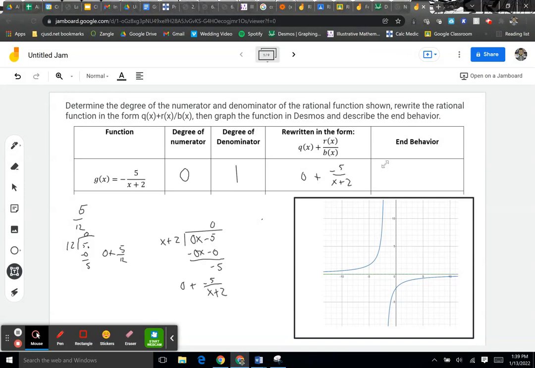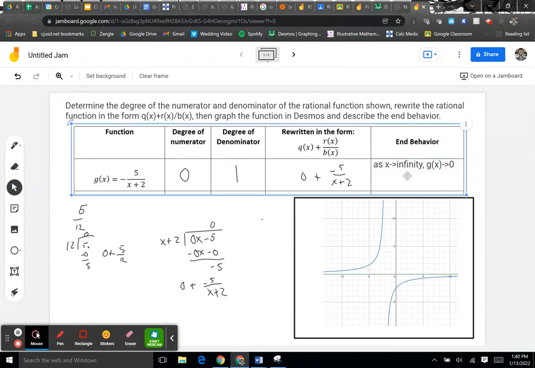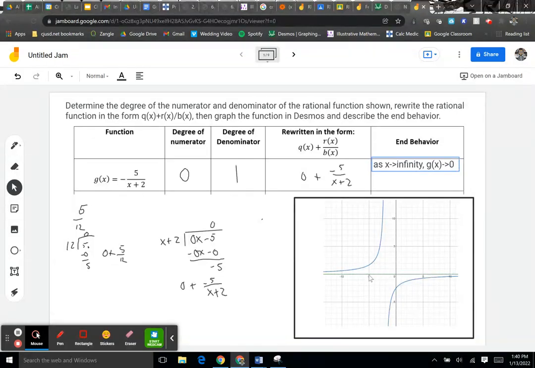So I can write a statement. As x goes towards infinity, the function, which is called g of x in this case, goes towards 0. On the other hand, as x gets larger and larger in the negative direction, the function's also getting closer and closer to 0. So as x goes towards negative infinity, the function is also going towards 0. We have a statement for end behavior here.